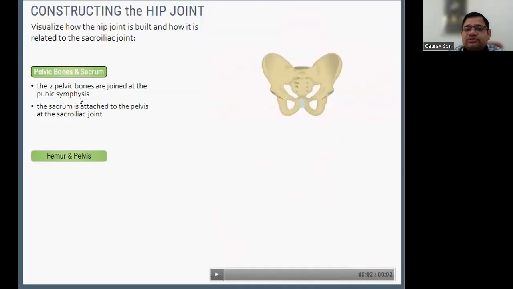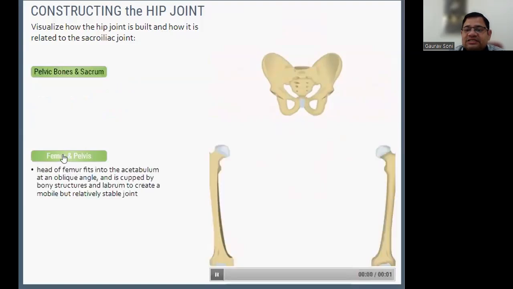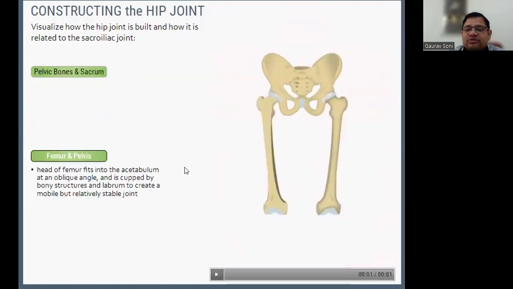So two pelvic bones are joined at the pubic symphysis. The sacrum is joined to the pelvis at the sacroiliac joint. So this is how the pelvic bone and sacrum are going to complete the pelvic cavity, you can say. Then there are femur bones and they are going to come and join with the acetabulum of the pelvic bones. The head of the femur fits into the acetabulum at an oblique angle and is deepened by the bony structures and labrum to create a mobile but relatively stable joint.